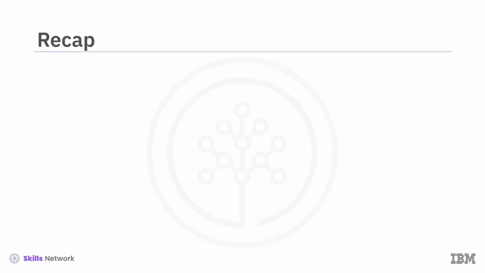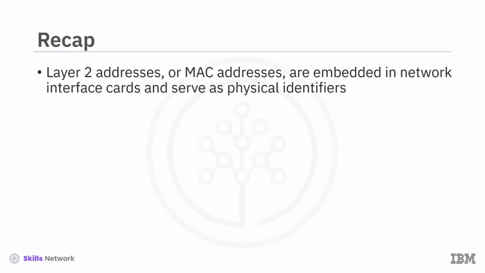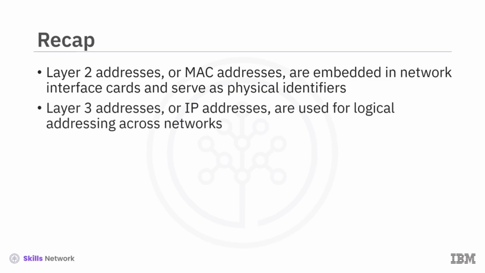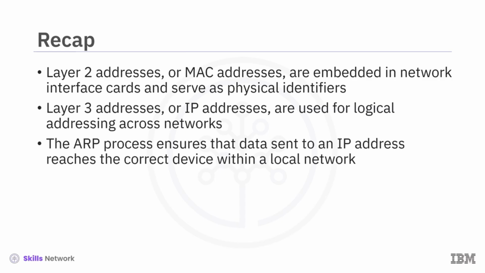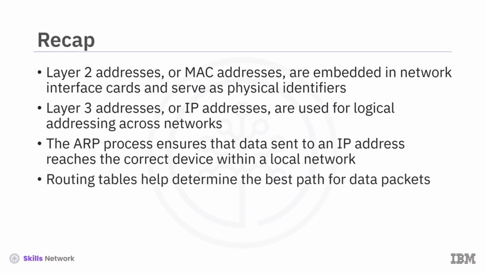In this video, you'll learn that Layer 2 addresses or MAC addresses are embedded in network interface cards and serve as physical identifiers. Layer 3 addresses or IP addresses are used for logical addressing across networks. The ARP process ensures that data sent to an IP address reaches the correct device within a local network, and routing tables help determine the best path for data packets.